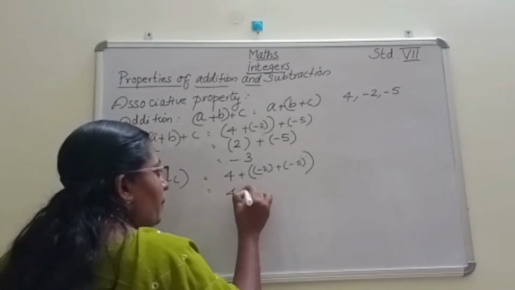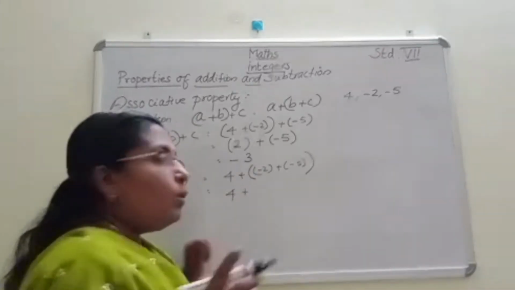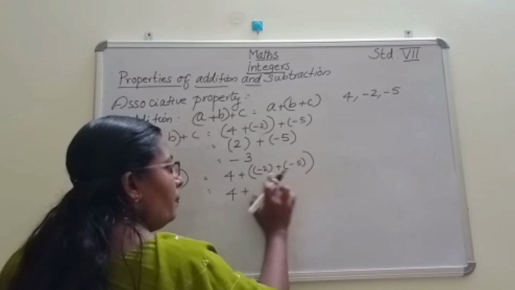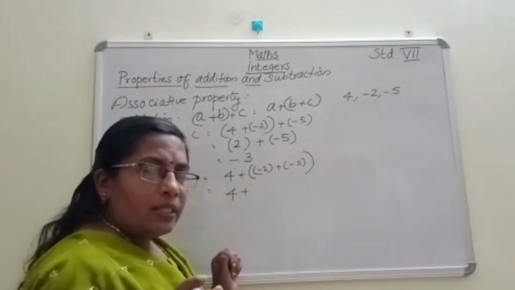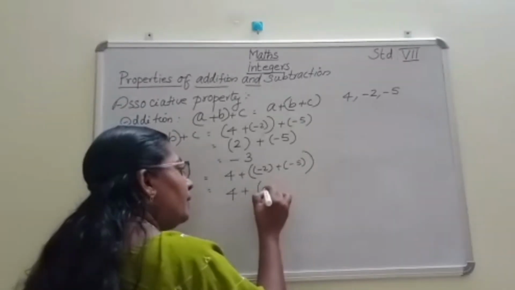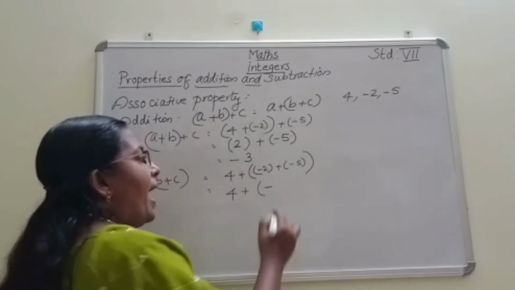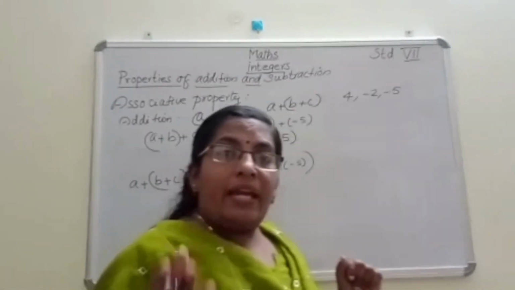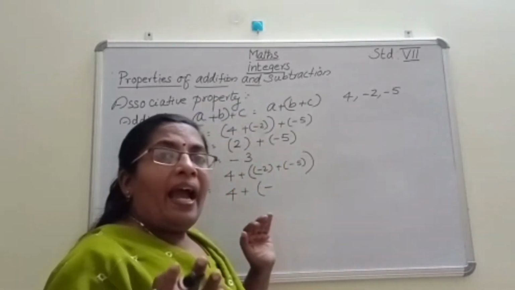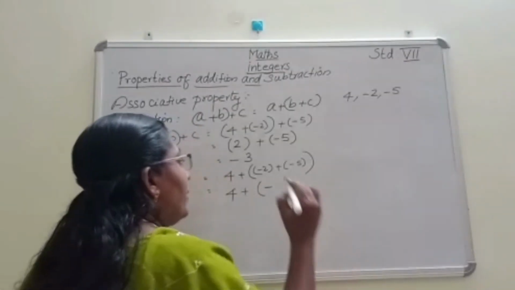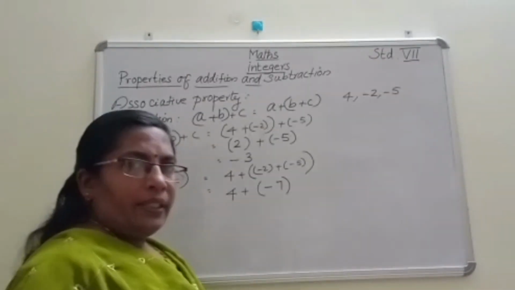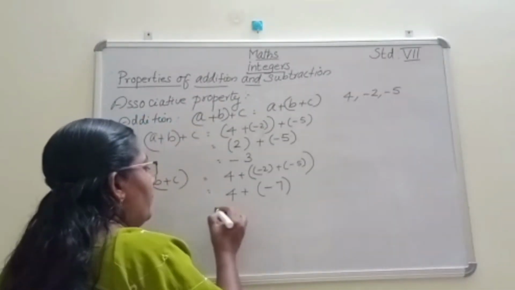4 plus, the one inside the bracket we must do first. So do this first. Same sign, negative negative. So what is the sign? Negative sign. Add the numbers. If the sign is same, write the same sign and add the numbers. So add 5 plus 2, 7. Is it? Now see here.